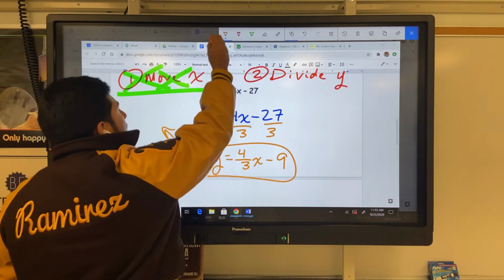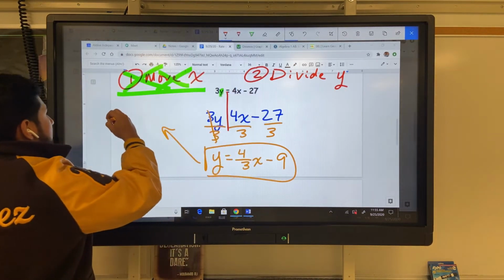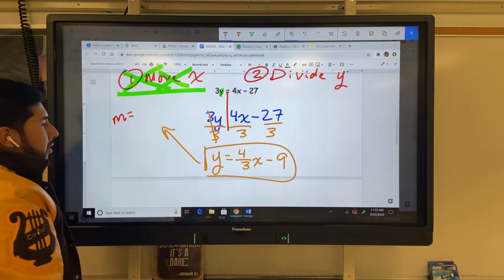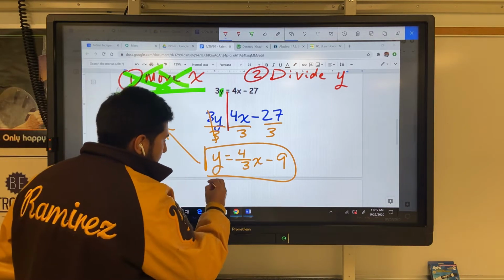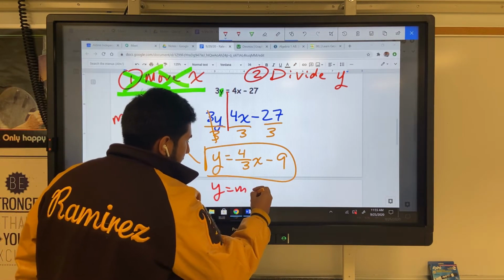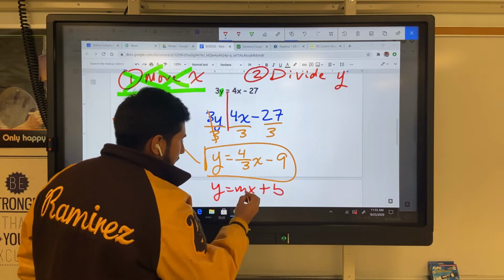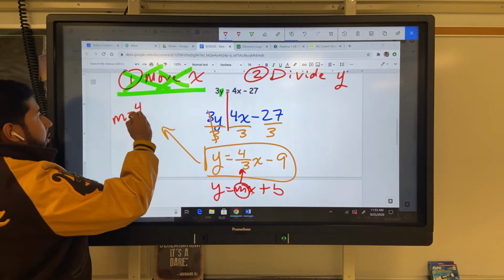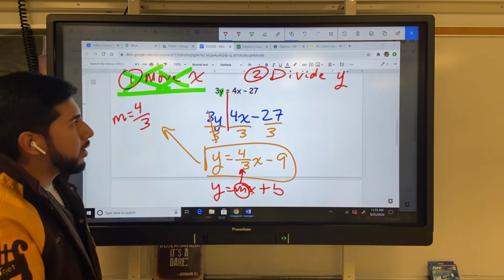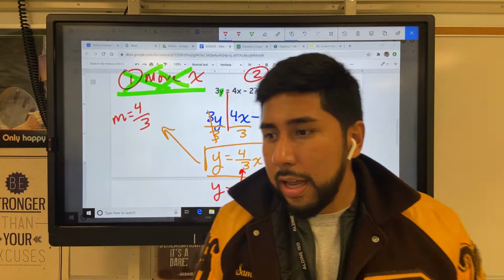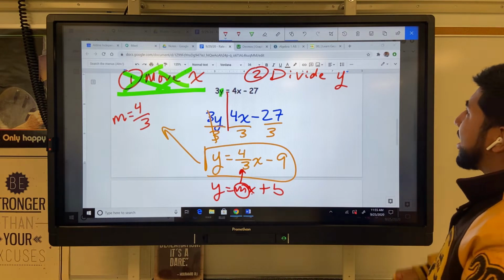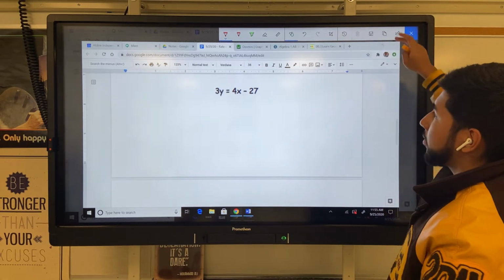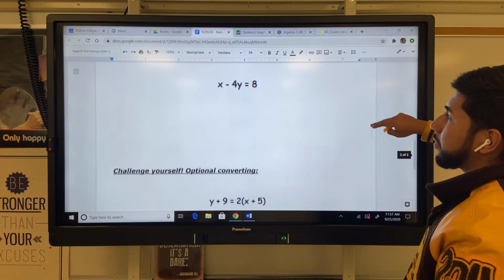Bringing that over, you should be able to tell me my slope. Ask yourself real quick, y equals mx plus b. M is right here in front of the x. Kaboom, 4/3. Easy peasy lemon squeezy. Almost done.